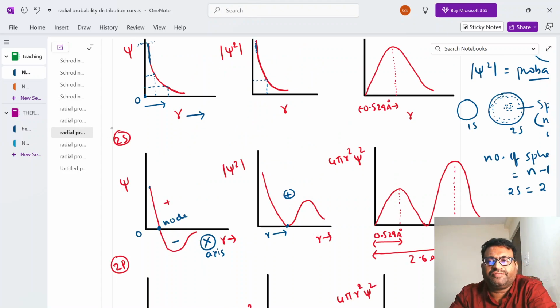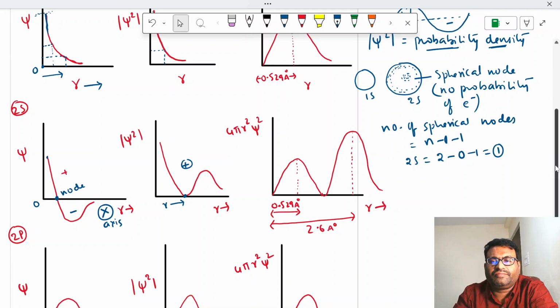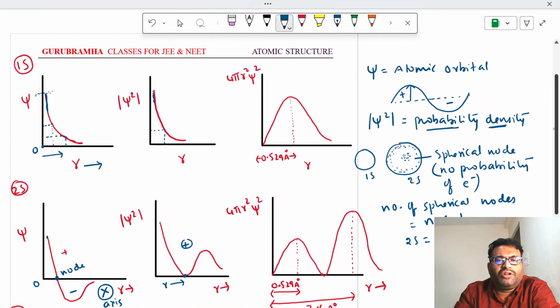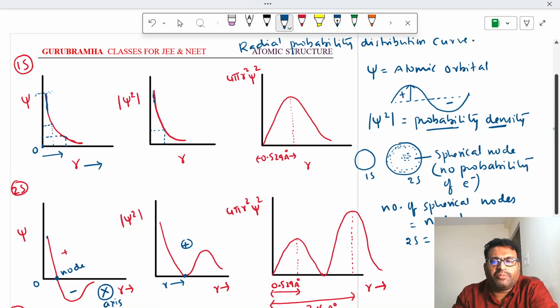See, let us see this. Now we are speaking about the graph drawn between 4 pi r square psi square and r. So what is this actually called? It is called the radial probability distribution curve. Radial probability distribution curve.